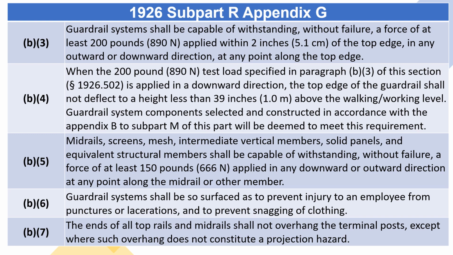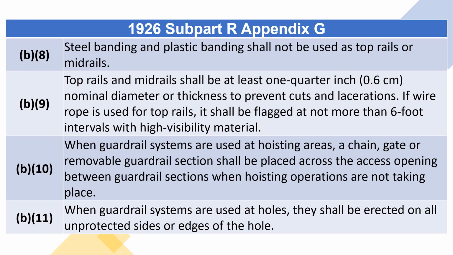B.7. The ends of all top rails and mid-rails shall not overhang the terminal posts, except where such overhang does not constitute a projection hazard. B.8. Steel banding and plastic banding shall not be used as top rails or mid-rails. B.9. Top rails and mid-rails shall be at least 1/4 inch, 0.6 centimeters, nominal diameter or thickness to prevent cuts and lacerations. If wire rope is used for top rails, it shall be flagged at not more than 6-foot intervals with high visibility material.